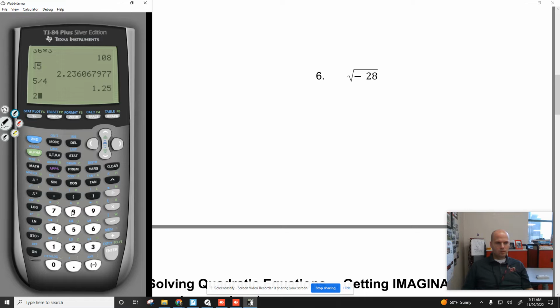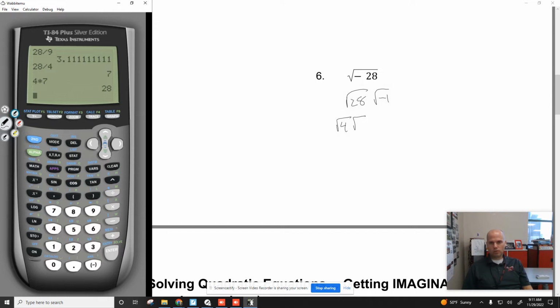28. Can I take the square root of 28? No, it's not one of my numbers. I can double check. Can I divide 28 by a perfect square? Well, not 16, not 9, but 4 works. 4 times 7 is 28. Root 4, root 7. Oh, I forgot the first step, which I should have done: root 28, root negative 1.